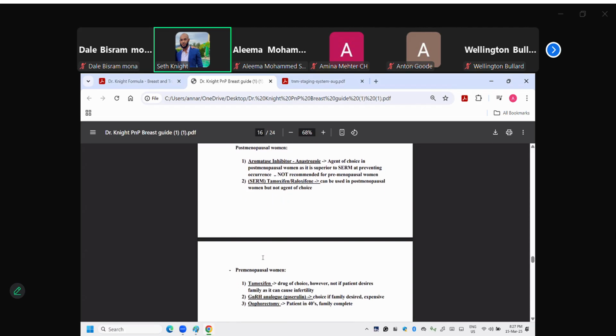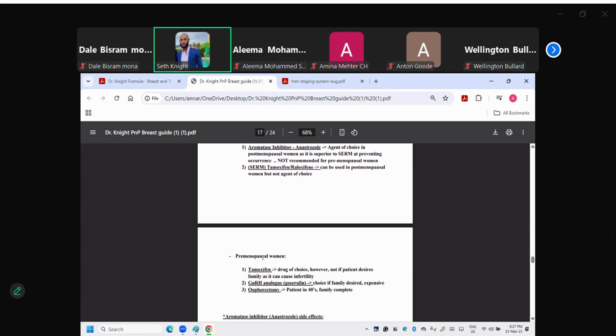If, however, she is premenopausal, the drug of choice is a selective estrogen receptor modulator, tamoxifen. Yes, that is true. It's the best. But tamoxifen causes infertility, guys. So if in your question stem, your patient desires a family, and she's premenopausal, you are not giving her tamoxifen. You are going to choose goserelin and goserelin only, actually, because oophorectomy is if her family is complete. She's going to take out the ovaries.